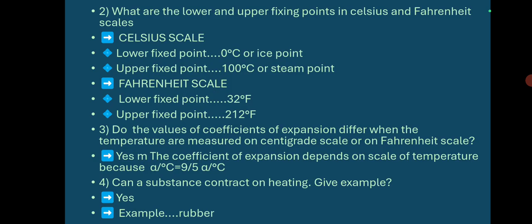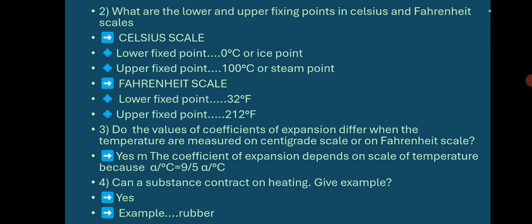Next, what are the lower and upper fixing points in Celsius and Fahrenheit scales? Celsius scale, lower fixing point 0 degrees, we call it the ice point. Upper fixed point 100 degrees, we call it the steam point. In Fahrenheit scale, lower fixed point 32 degrees Fahrenheit, upper fixed point 212 degrees Fahrenheit.